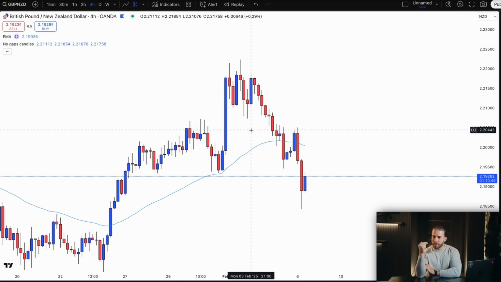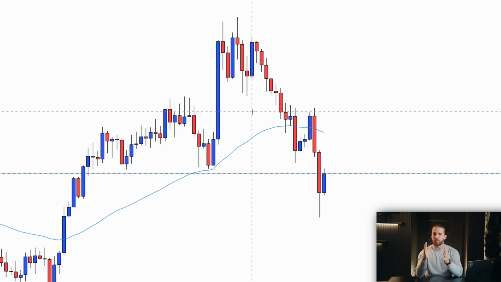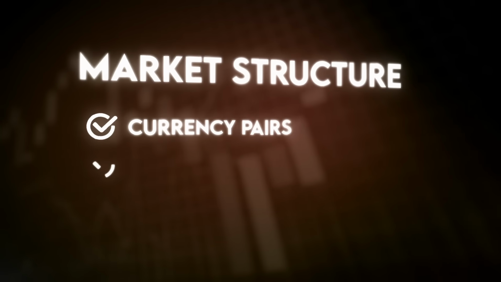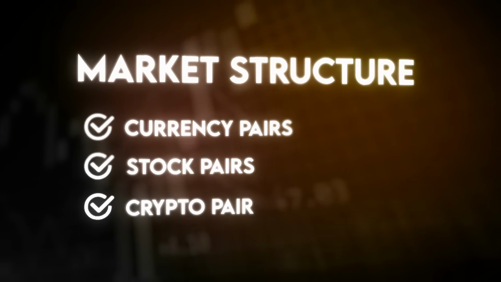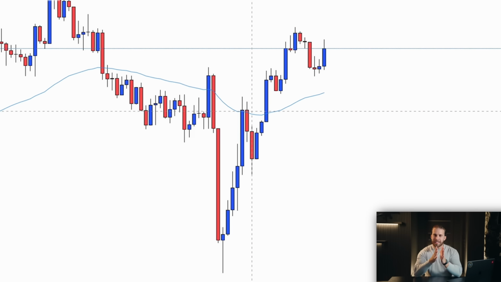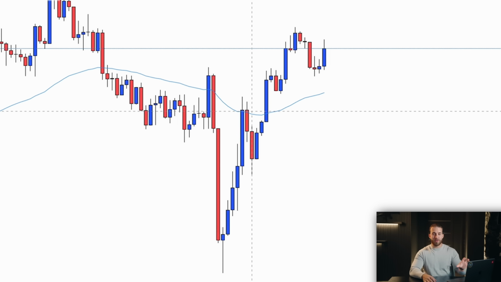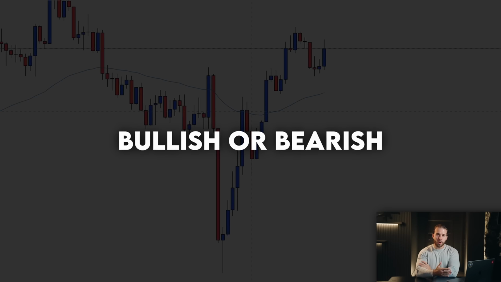But as soon as I snap my fingers, my editors have just zoomed in to only the chart. And now I can flicker down a couple pairs and now you no longer know what market this is or what time frame we are on. All that you do see is that you have market structure in front of you. So it does not matter what currency pair you have, what stock pair you have, what crypto markets in front of you, binaries, anything that has a chart has market structure. You can't tell what market this is and you can't tell what time frame this is. What you could tell is that this market is bullish or bearish.